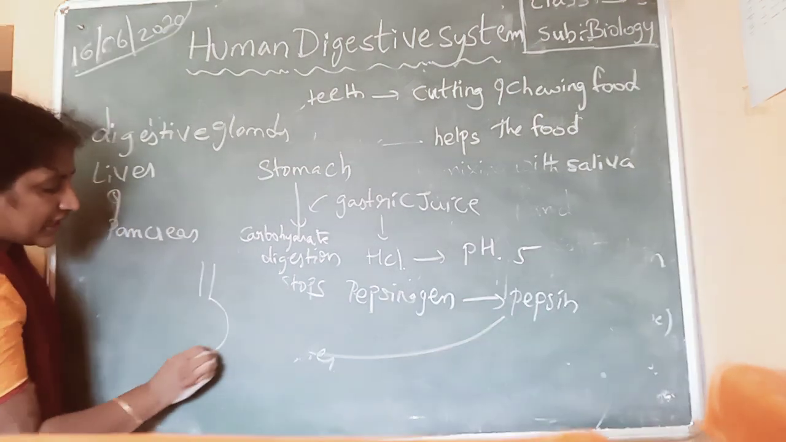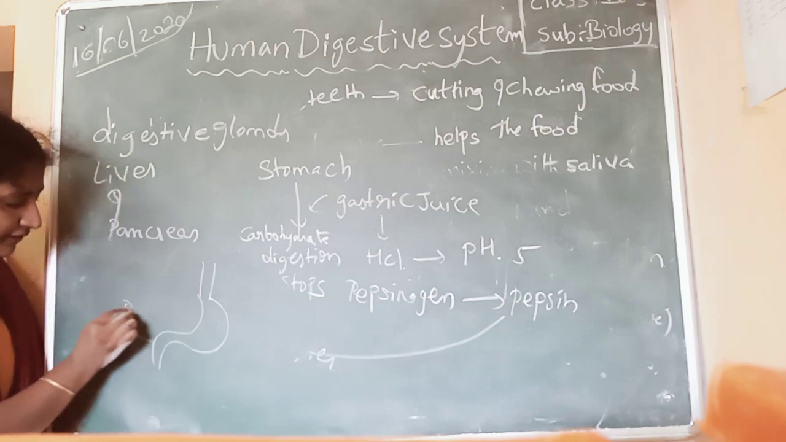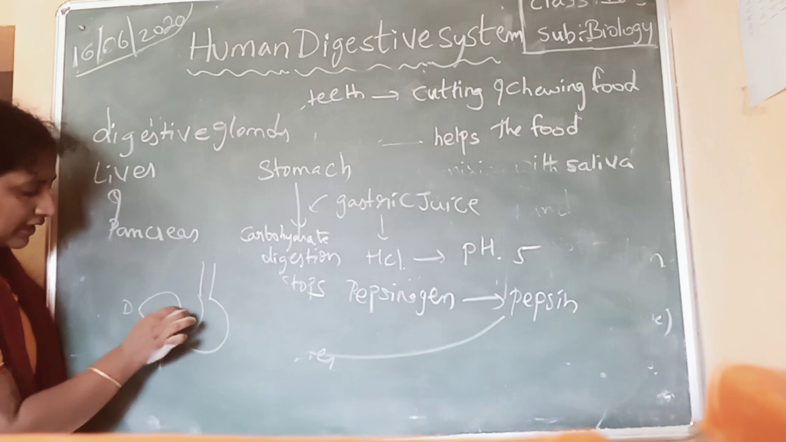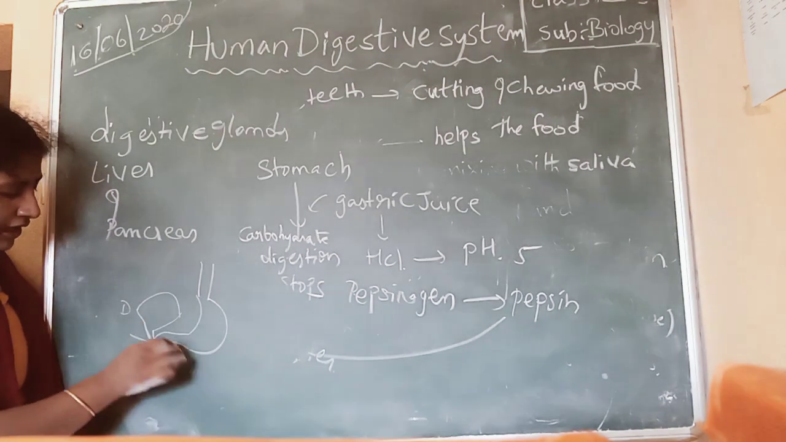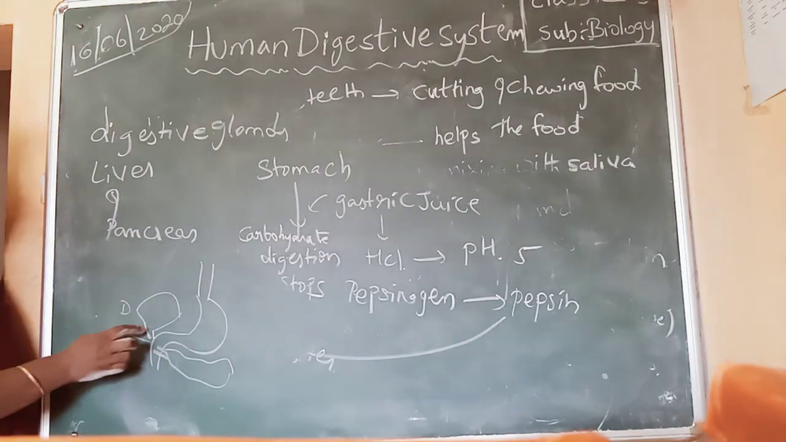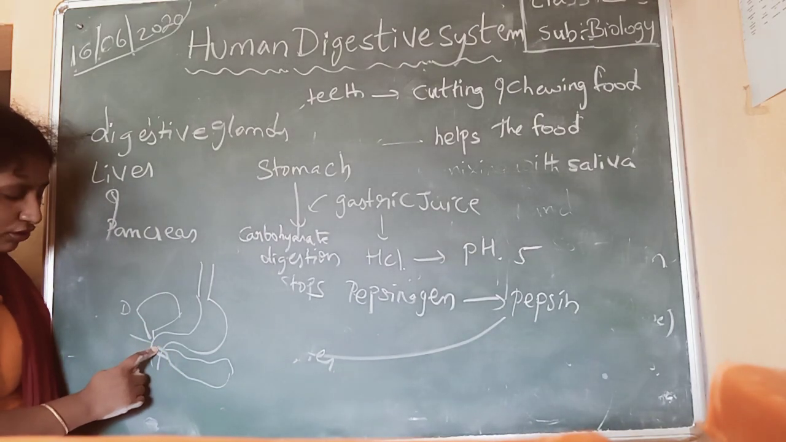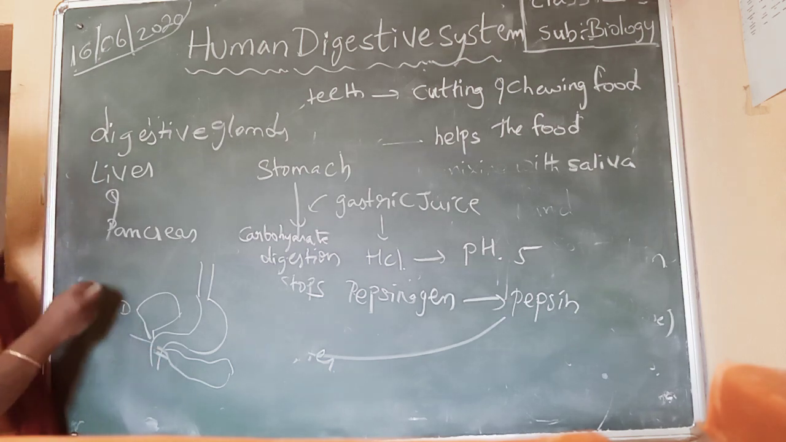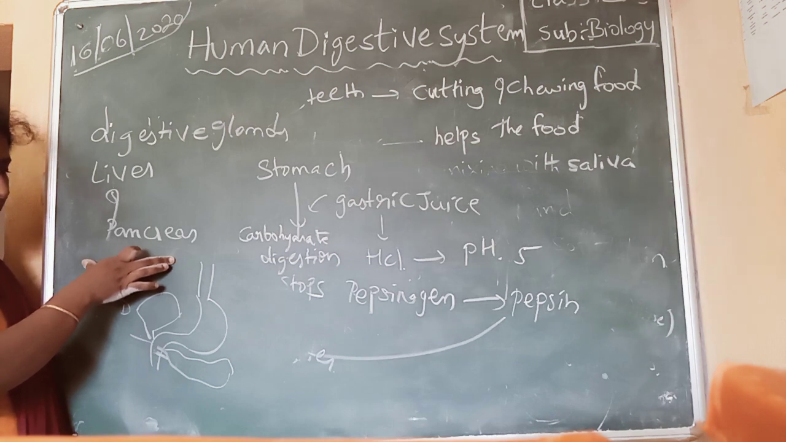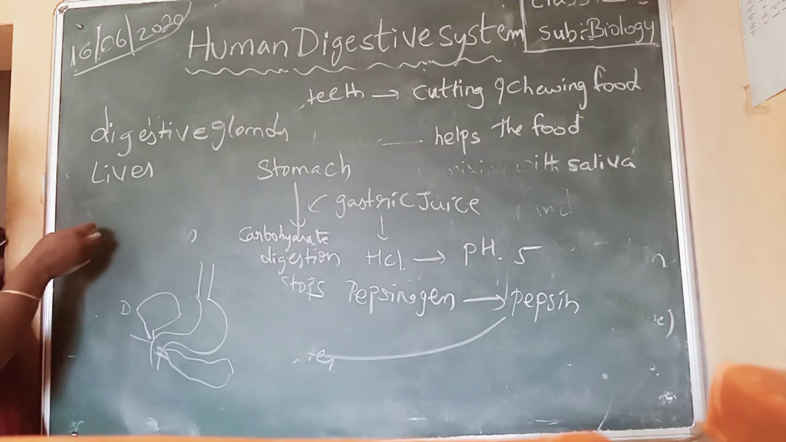Now this is our stomach. The stomach opens into the duodenum. This is our duodenum. Now here what happens? The liver opens and the pancreas also opens through its duct into the duodenum. So the liver secretes some juice and the pancreas also secretes some juice. What are they? First we will see the liver.